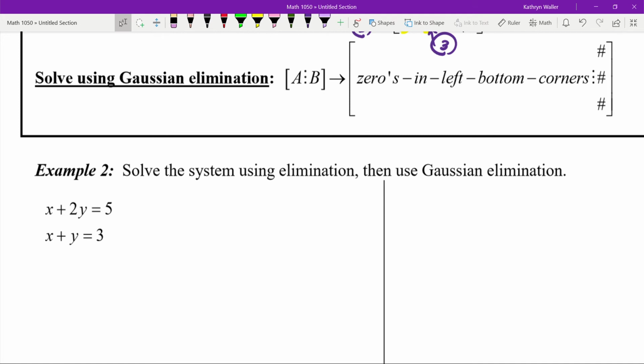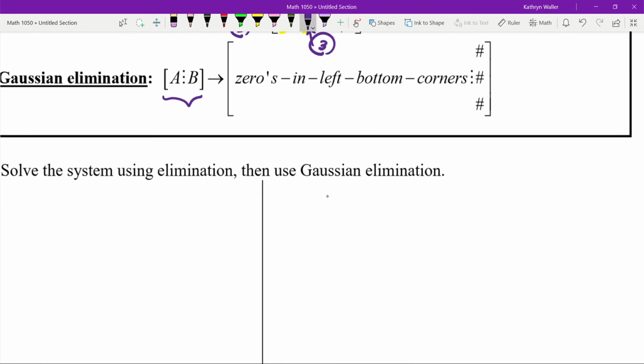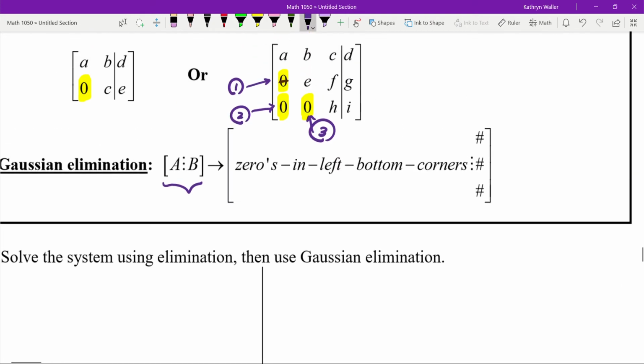So here's the formula for Gaussian. You take that augmented matrix and you manipulate it so that you get zeros in the corners, like we talked about here, 2 by 2 or 3 by 3, and then draw a solid line right there, and then you just have numbers over there. So that's the formula, okay?